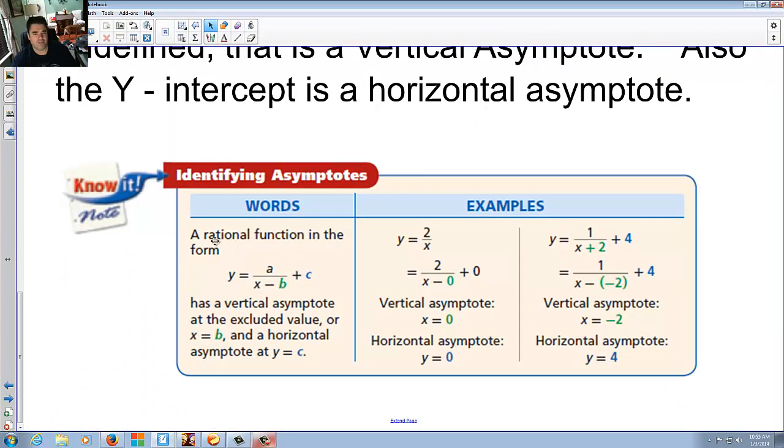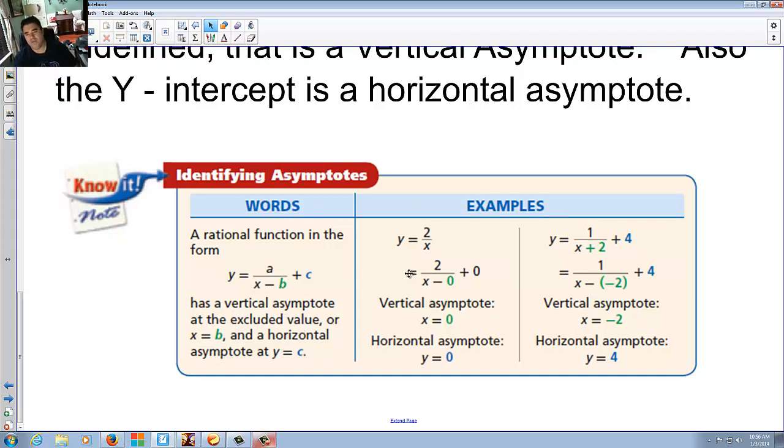So identifying asymptotes, a rational form in the form y equals a over x minus b plus c has the vertical asymptote as excluded value. In other words, x equals b. So when I go ahead and make this, whatever the negative is, make it a positive. It's going to cancel each other out. And a horizontal asymptote, y equals c. In other words, the plus c, whatever that is, is your horizontal asymptote, up or down.